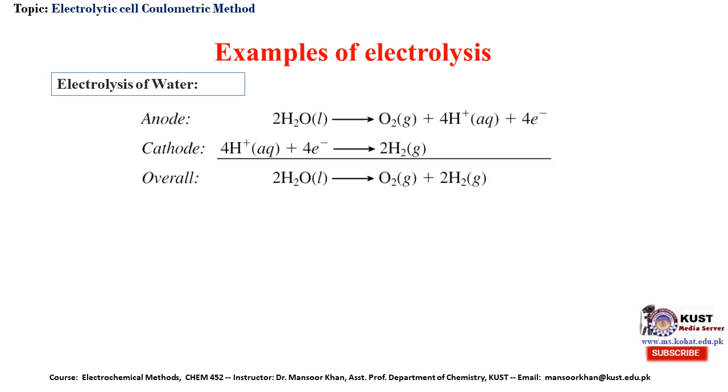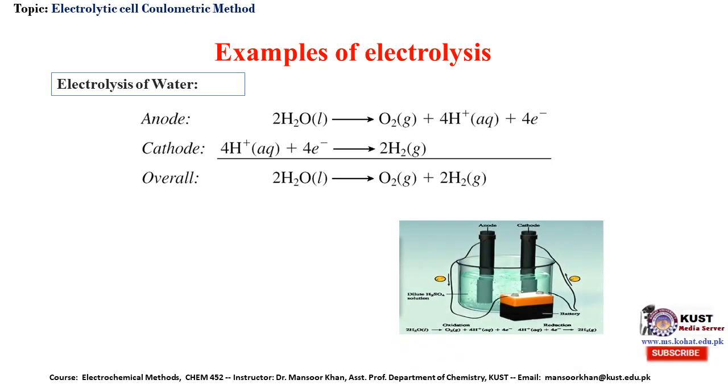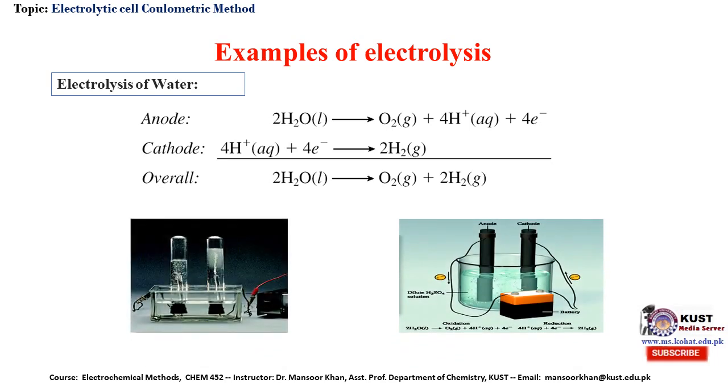In the anode, where we have seen that oxidation takes place, the water molecules split up and lead to the formation of oxygen gas and aqueous hydronium ion with the release of 4 electrons, while in the cathode 4 electrons are taken by the hydronium ion and lead to the formation of hydrogen gas. This is the image of electrolysis of water.